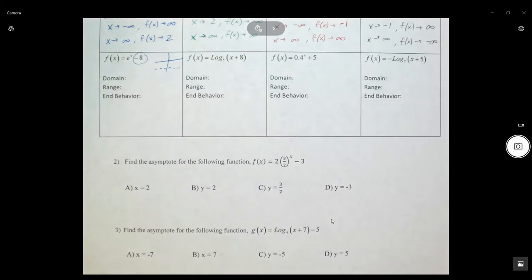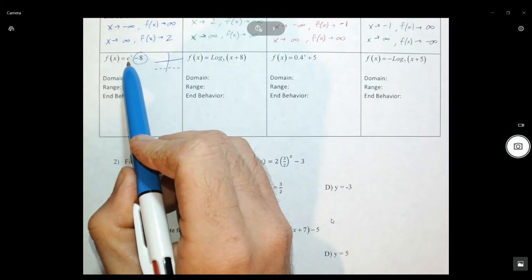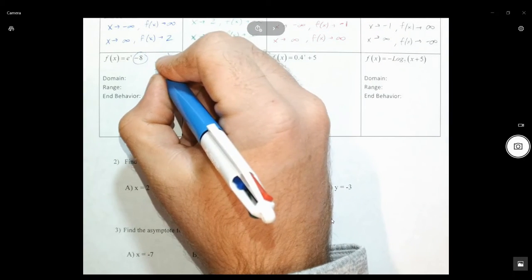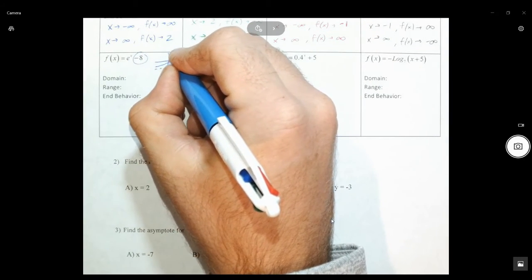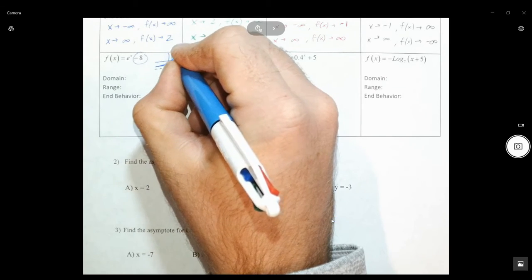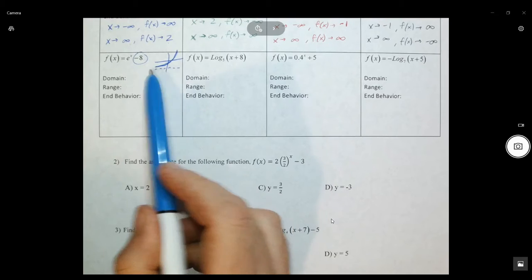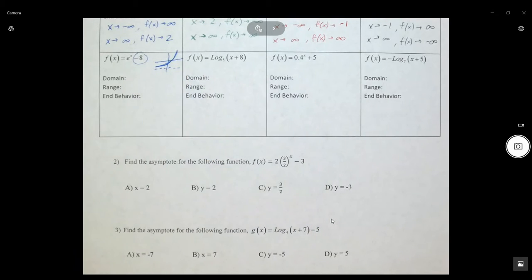And then the key decision here is, is this exponential growth or exponential decay? And for us, this is exponential growth because our base right here is greater than 1. So it's going to be something like this. Doesn't really matter how perfect it is. All you have to know is that there's an asymptote at the bottom. All right, and then you're working your way up.